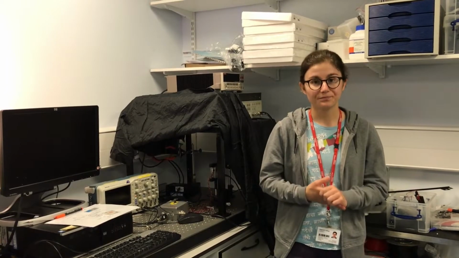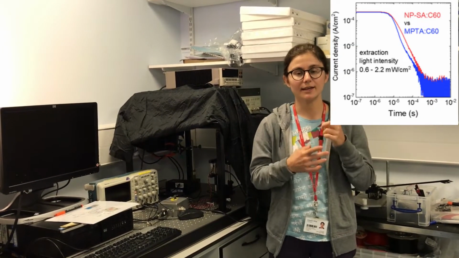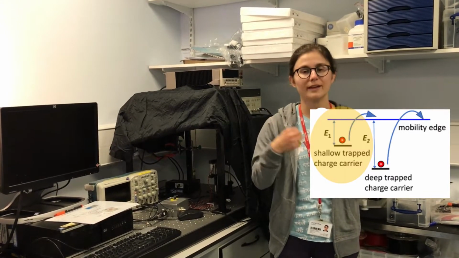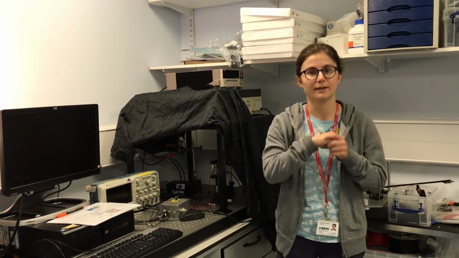It's very interesting to see that when we operate our devices in higher intensity of illumination, the planar molecule has better performance, so a faster photocurrent transient like here. This is due to a smaller presence of shallow traps, so better energetic order at the band edge.